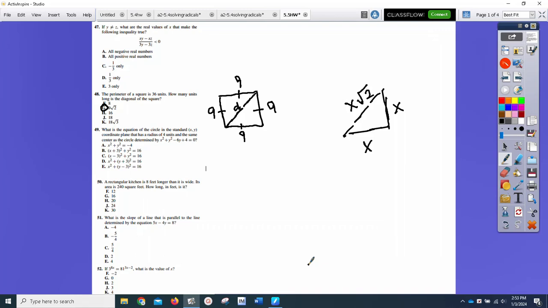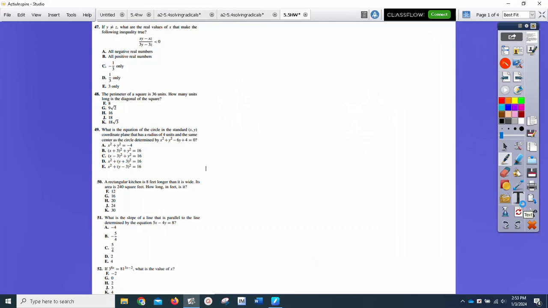All right, moving on to 49. What is the equation of the circle in a standard xy coordinate plane that has a radius of 4 units and the same center as the circle determined by x squared plus y squared minus 6y plus 4 equals 0?